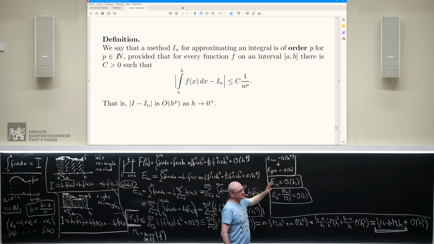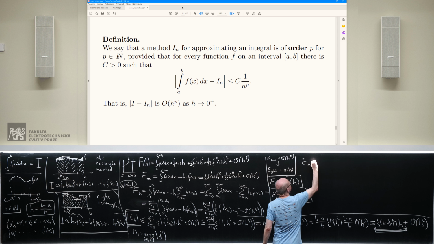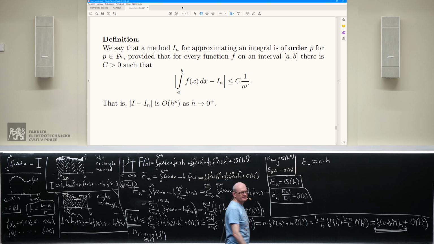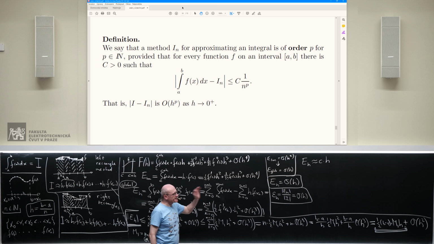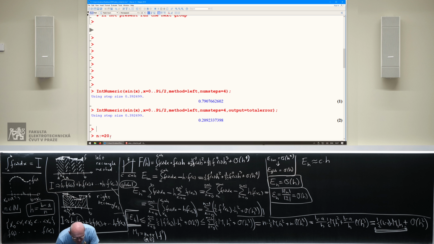If you don't take it too seriously, if you stop being a mathematician and start being an engineer, you can say that the error is essentially directly proportional to step size h. This is not precisely true, but it works like that for small sizes of step h. Let's make a little side trip over here. I have a code here which is actually finding errors of approximation for the left rectangle method for our integral, but for different step sizes.